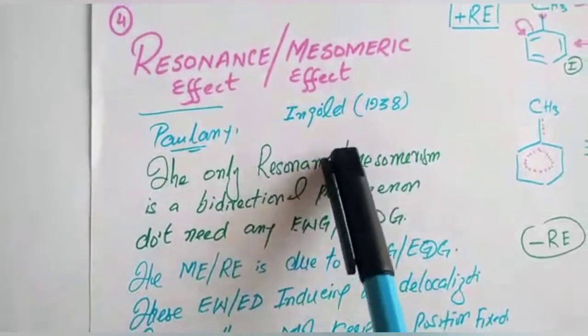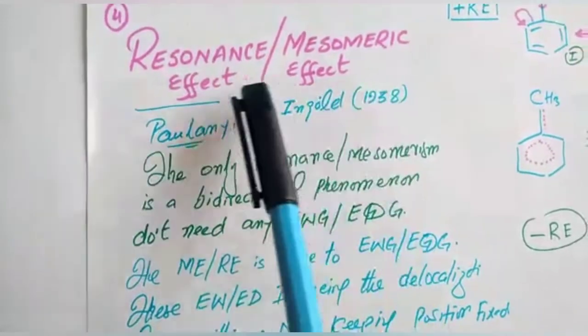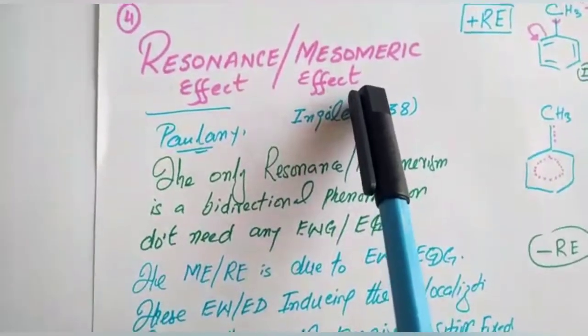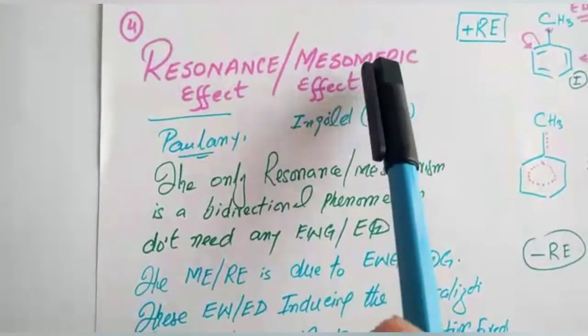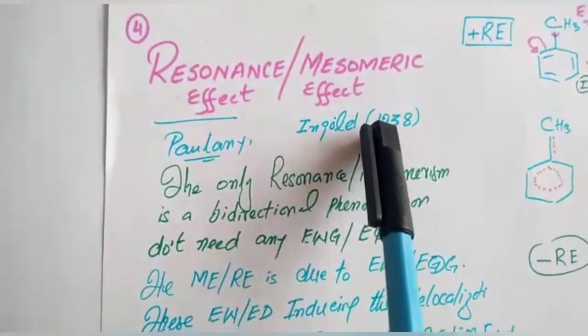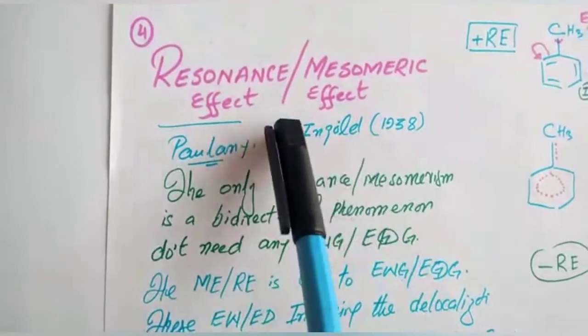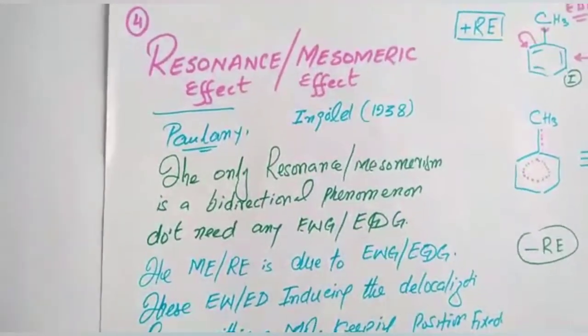Resonance effect or mesomeric effect. Both are the same phenomena. The only difference is that the mesomeric effect was named by Ingold in 1938, while the resonance effect was named by Pauling.